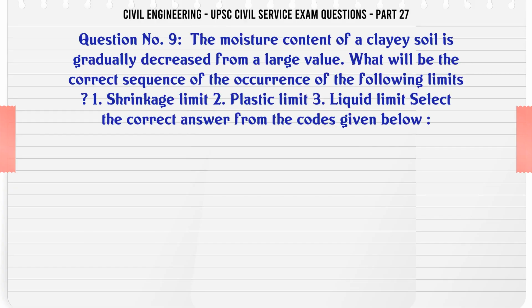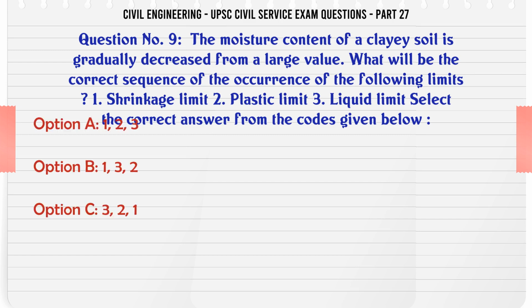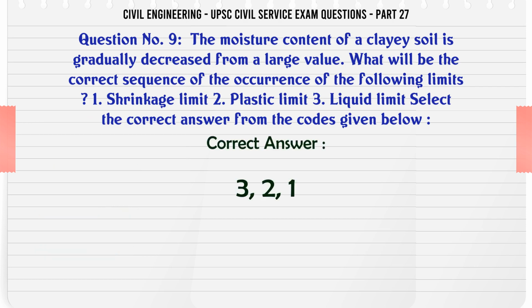The moisture content of a clayey soil is gradually decreased from a large value. What will be the correct sequence of the occurrence of the following limits? 1. Shrinkage limit. 2. Plastic limit. 3. Liquid limit. Select the correct answer from the codes given below. A. 1 2 3, B. 1 3 2, C. 3 2 1, D. 3 1 2. The correct answer is 3 2 1.